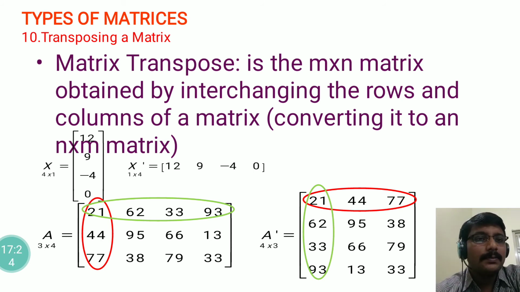So matrix transpose is the m by n matrix obtained by interchanging the rows and columns of the matrix, that is, converting it into an n by m matrix. Or simply we can say that on interchanging the rows and columns of the given matrix, we obtain the transpose of a matrix.